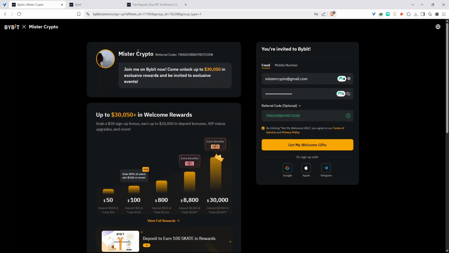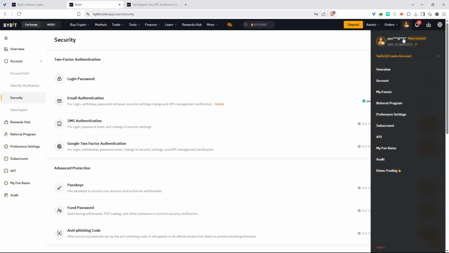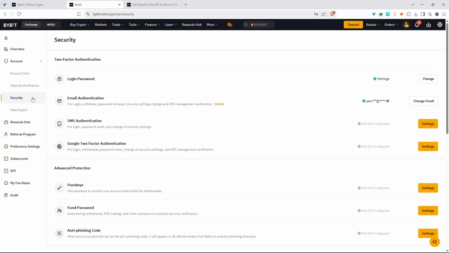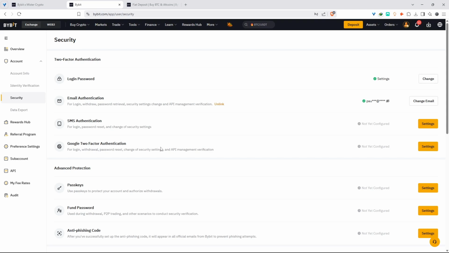Once your account is ready, head over to your settings and then navigate to account security. The very first thing you should do here is set up two-factor authentication via Google. Simply download the Authenticator app from Google, then link it directly with your Bybit account. This adds a crucial layer of security, ensuring no one can access your account without that unique code.